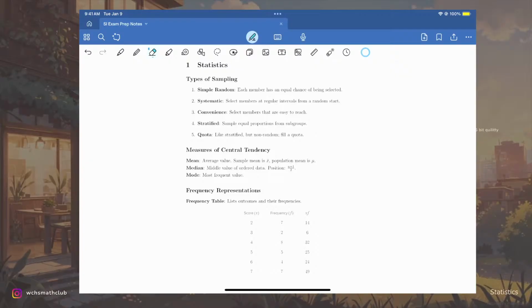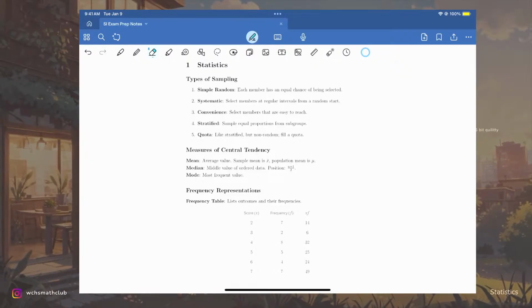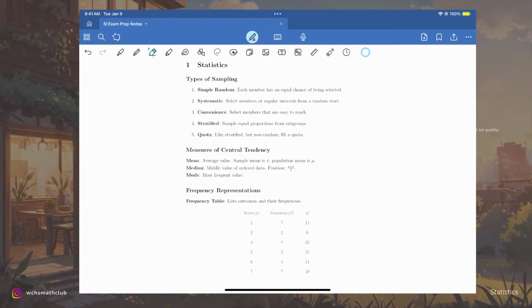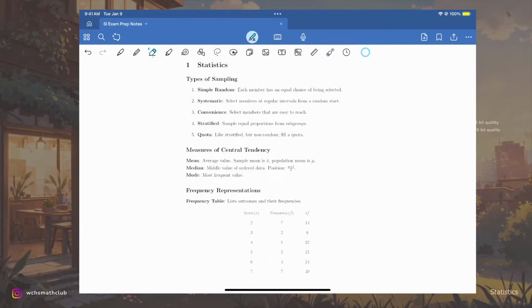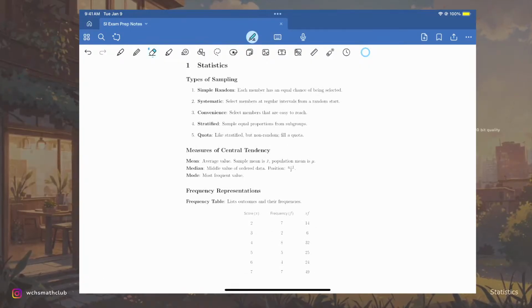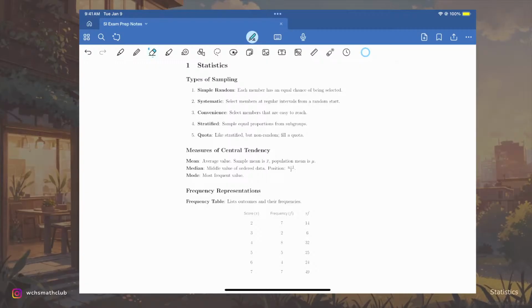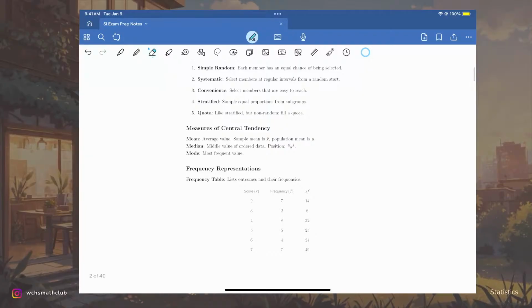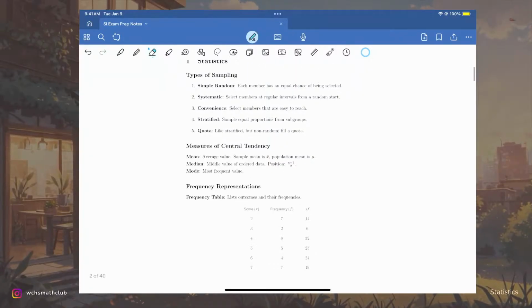Systematic is also pretty easy. It's like every 10 people in the group are the ones that you take data from. Convenience sampling is going to be a bit more biased, but it's going to be the easiest one to do with the lowest cost, and that's when you simply get the first however many people you see. For example, if you wanted to do a survey on people at a playground, convenience sampling would be simply taking the first 10 people that you meet, whereas simple random will be taking a bunch of random people in that area.